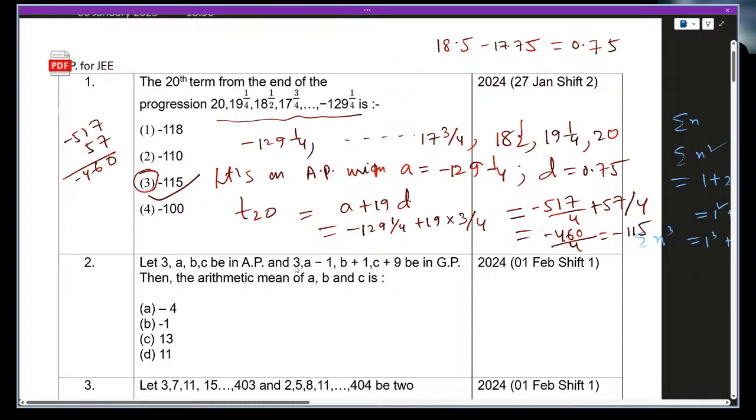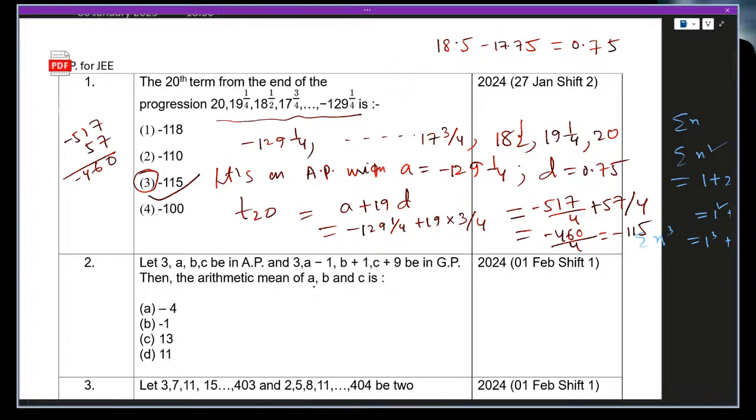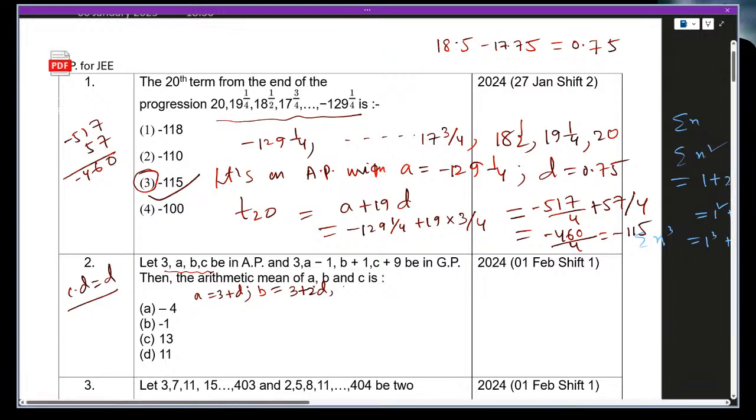See, A, B, C are in AP and these are in GP. This is also not a difficult one. Given these are in AP and these are in GP, then the arithmetic mean of A, B and C. So when these are in AP, let the common difference be D. So A is 3 plus D, B is 3 plus 2D, and C is 3 plus 3D. Okay?